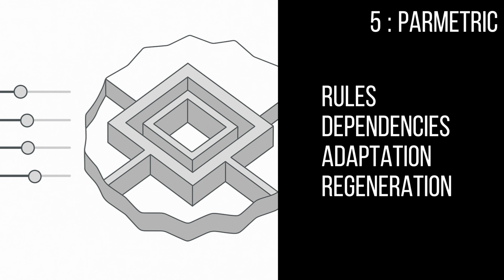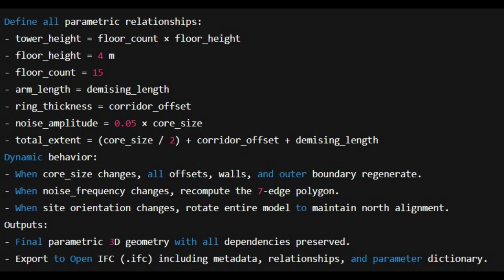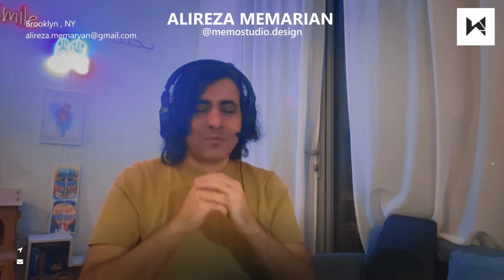rules, the dependencies, the adaptation, the regeneration. You can ask AI which parameters you want to make parametric for your tower, like the height, floor-to-floor height, the floor count. There are some dynamic behaviors between these elements. Whenever you change the core size, you want all offsets, walls, and outer boundary to regenerate. Now that we have engineered our prompt, let's send it to our AI agent and see what we get.